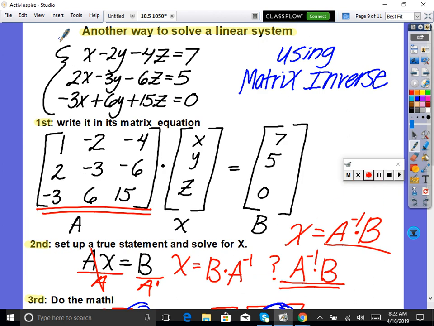Because literally it just says solve. We're finding what X, Y, Z is. We're just using a different method. Now that seemed decently quick.